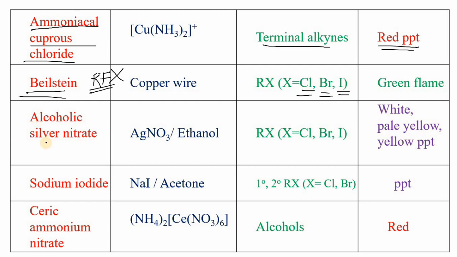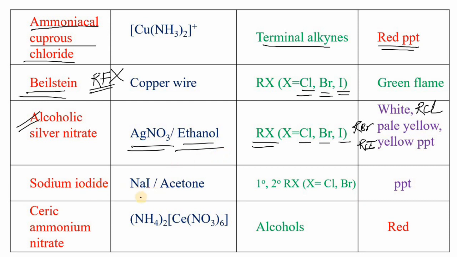Alcoholic silver nitrate test. This is also used for the identification of alkyl halides. Here the halogen is chlorine, bromine, or iodine. The reagent is silver nitrate dissolved in ethanol. In case of alkyl chloride, there is a formation of a white precipitate. Alkyl bromide forms a pale yellow precipitate. Alkyl iodide forms a yellow precipitate. You can easily distinguish alkyl chlorides, alkyl bromides, and alkyl iodides by using the alcoholic silver nitrate test.